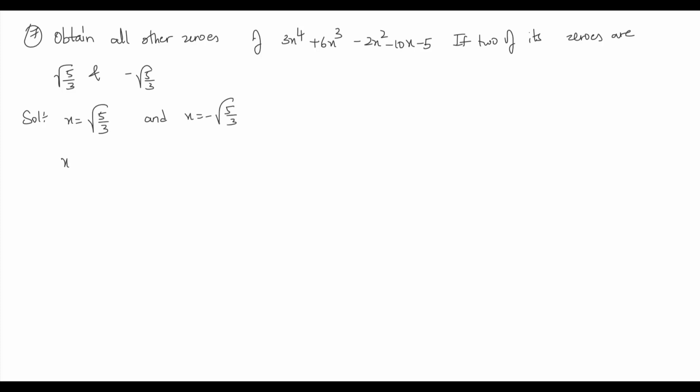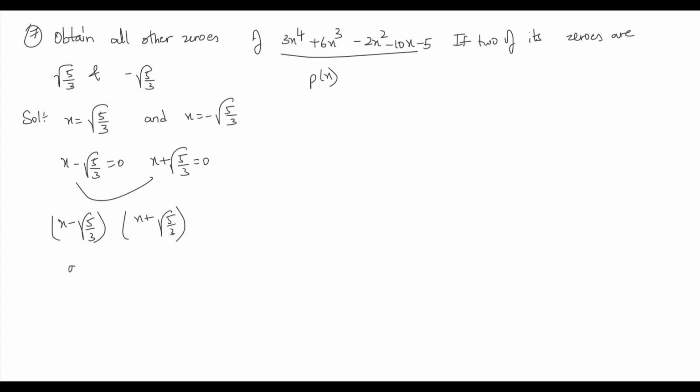So from this we will find the factors as x minus root 5 by 3 equated to 0 and x plus root 5 by 3 equated to 0. By multiplying these two factors, we will get our polynomial g(x), the divisor which should be used to divide our dividend p(x). Hence x minus root 5 by 3 should be multiplied to x plus root 5 by 3. We get a minus b into a plus b as a square minus b square. Hence it is x square minus root 5 by 3 whole square, that is x square minus 5 by 3.